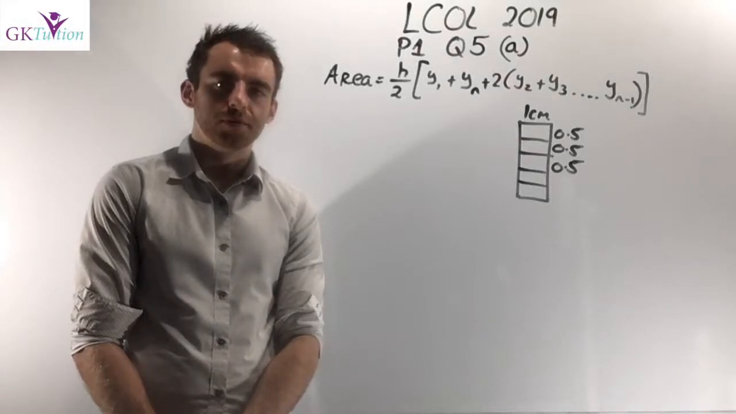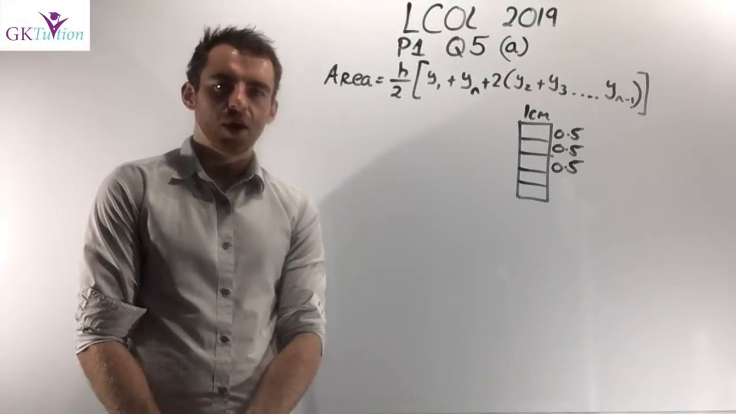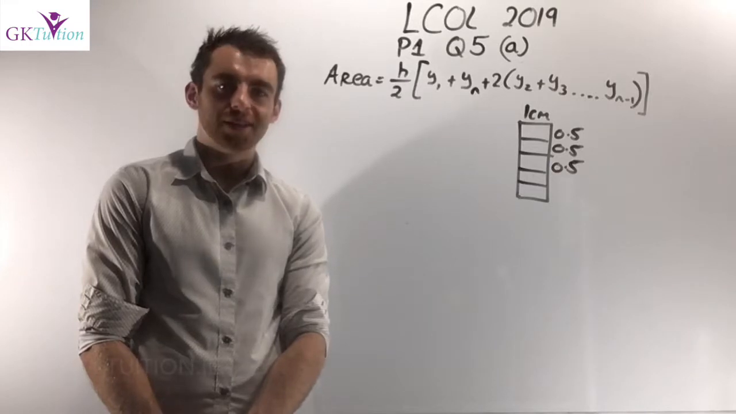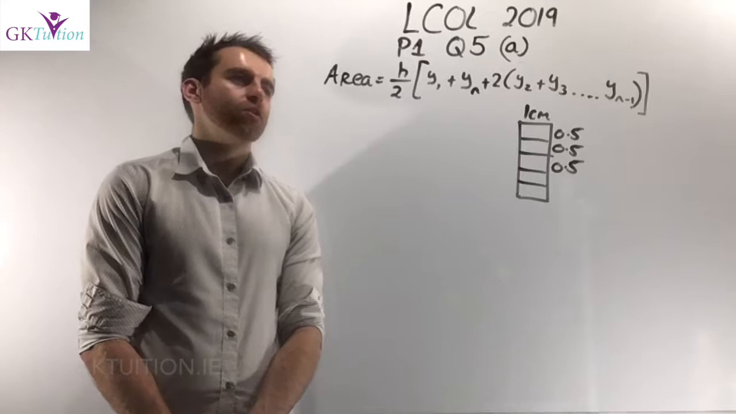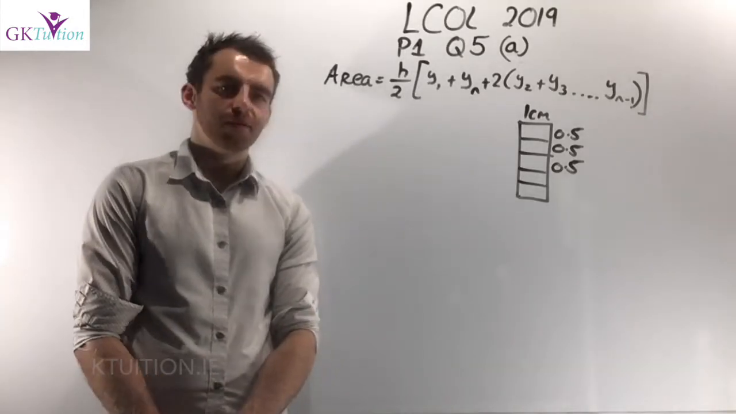Hi, I'm Paul from Gktuition, and in this video I want to talk to you about area and then distance, speed and time. Now the question that I've chosen to go through here is 2019 paper 1 question 5.